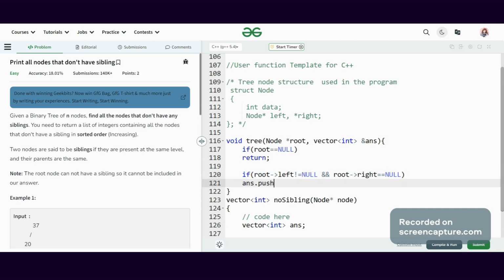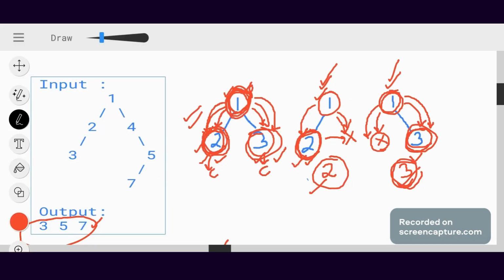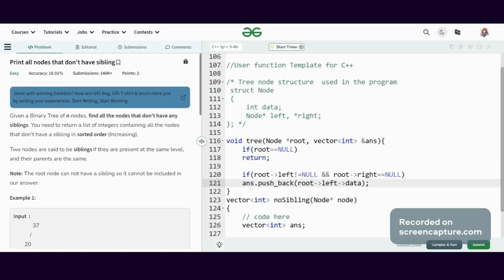Now, if my root left is not equal to null and my root right equals to null, then what does that mean? That means I do have a left child but I don't have a right child node. That means this left node is not having a sibling, so I will print the left child node. Here I was having a left node but I was not having a right child node, so I was printing this left child node. So here also I did the same thing.